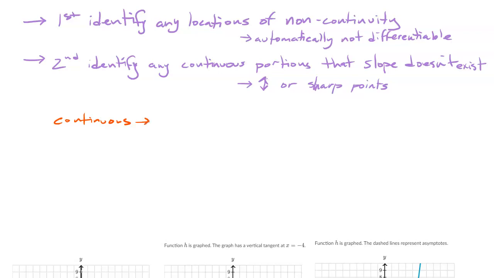To be continuous, the limit approaching the value from the left has to equal the function value, has to equal the limit approaching the value from the right. So we talked about continuity a while ago. Differentiability is the same except for derivative. Differentiable. This is how AP is going to have you prove things.